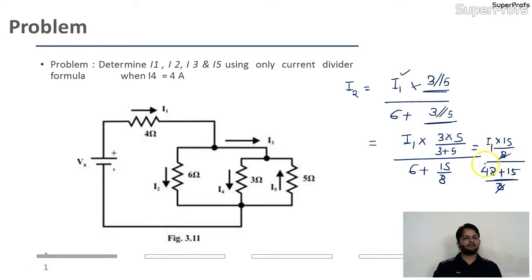This 8 will cancel, and here is the I2. I2 is nothing but I1 into 15 divided by 63, where 48 plus 15 is 63. This is the value of I2. Like this we can calculate I5 also, I3 also, and I1 we already calculated. Is it clear to you people? So now it's up to you to find out the values of I5 and I3. Can you do it? Good.